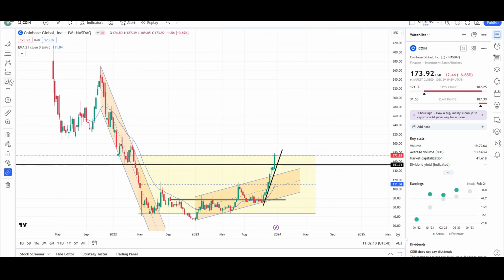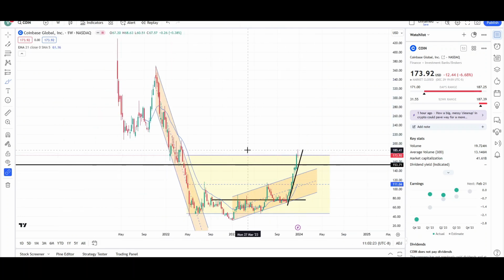If the pullback occurs and we see further upside, what would be the longer term targets? Probably the 220, and then a good rally up to 352. So that's what I'd be looking for Coinbase right now. It's looking pretty good to the upside. It looks like we definitely saw a bottom.